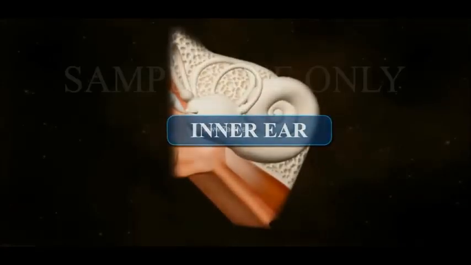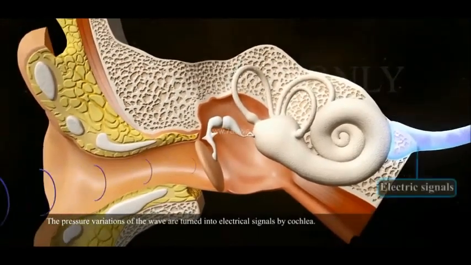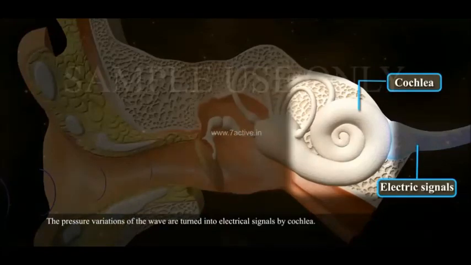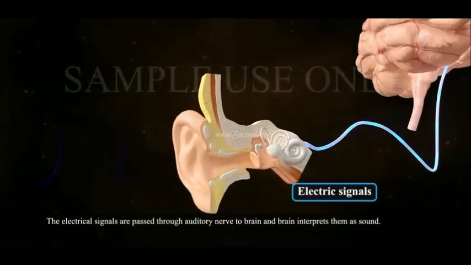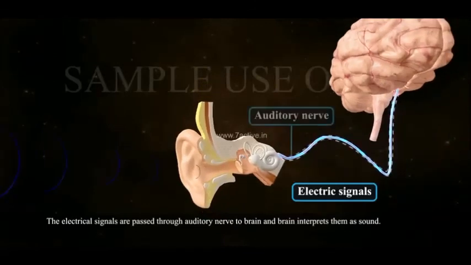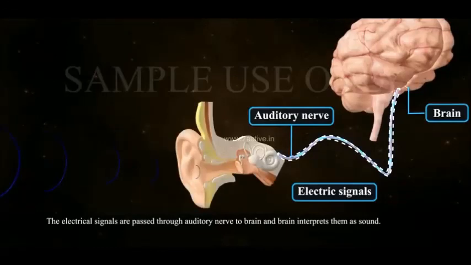Inner ear. The pressure variations of the wave are turned into electrical signals by the cochlea. The electrical signals are passed through the auditory nerve to the brain, and the brain interprets them as sound. Well students, this is all about the auditory mechanism of the human ear.